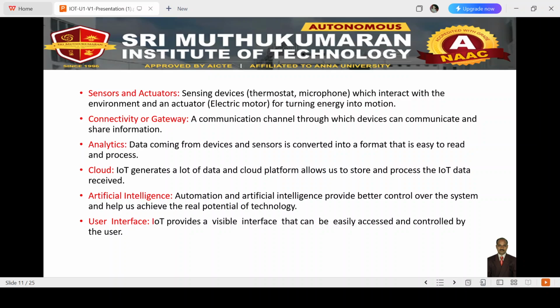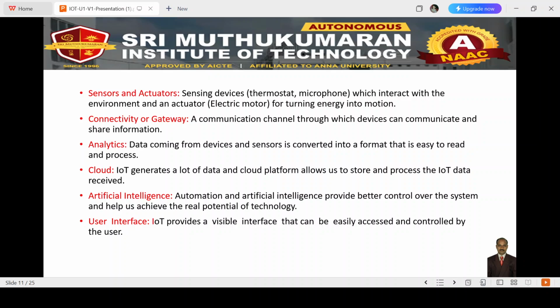Wherein actuator, which is an electric motor, for turning energy into the mechanical level. Next one is gateway. It is a communication channel through which devices can communicate and share information with the outside world. And analytics is another component of IoT. The data that comes from the devices as well as sensors is converted into a readable, understandable format, and for further processing also. So that's the analytical part, this main component of IoT.